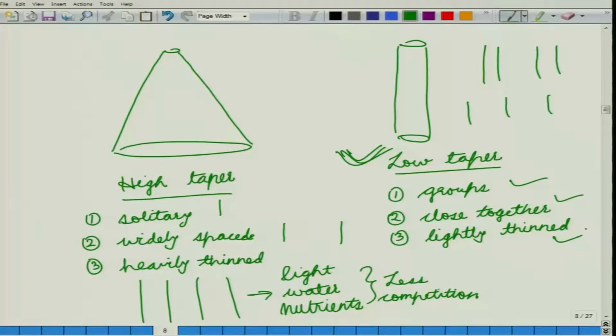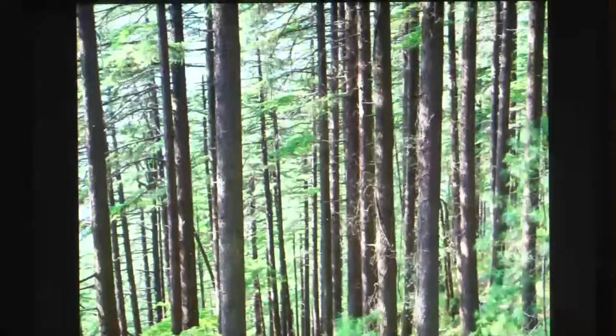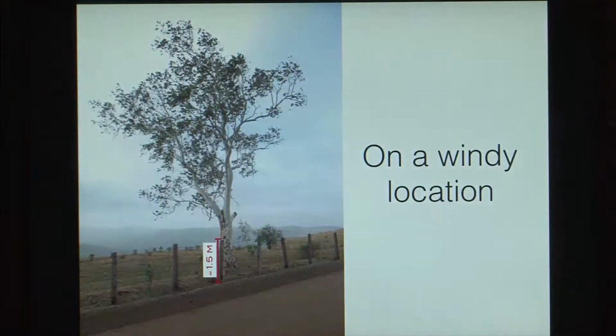So, now let us move back to the image. Here you can see that you have a stand that is very close together. These trees are very close together, and it is very lightly thinned. So, essentially you have a very large amount of competition and these trees are together in groups. Now, let us look at another image. Let us look at this tree.